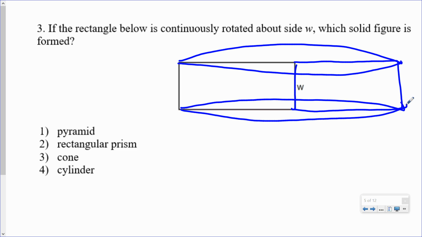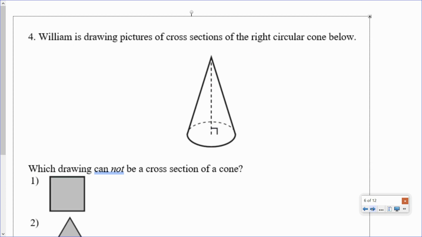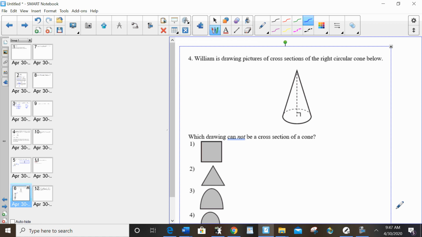What shape is that? Cylinder. Almost always you're going to end up with a cylinder or a cone. You can't end up with a pyramid or a rectangular prism because it has to go in a circular motion, which means there has to be curves, and pyramids and rectangular prisms don't have curves. Cross section is a 2-dimensional slice of a 3-dimensional object.